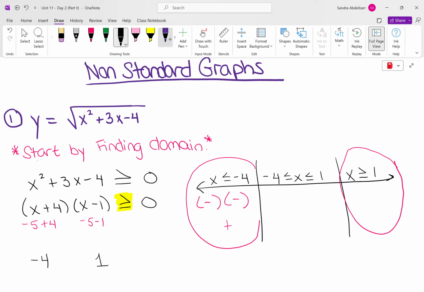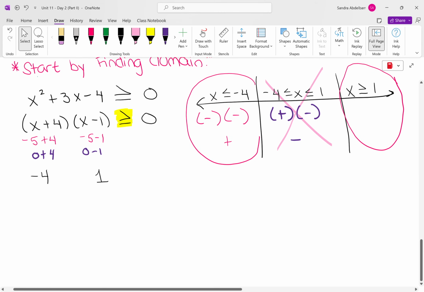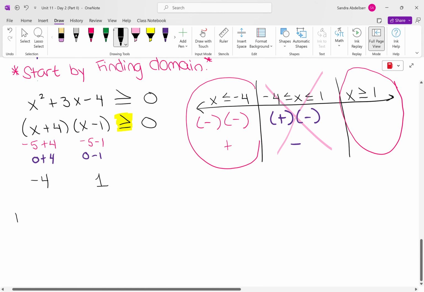We still need to check the middle one to make sure that it doesn't work out. So to test between -4 and +1, I'm going to test 0. So 0 plus 4 is positive. 0 minus 1 is negative. A positive times a negative is a negative. Do we all agree the middle column is out?